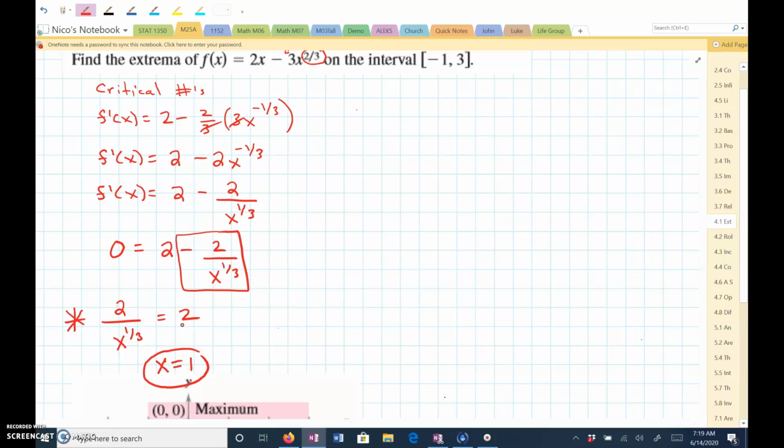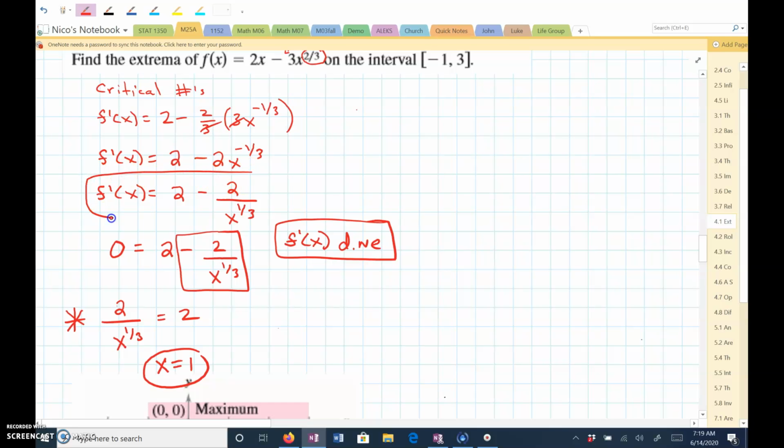Okay, also, let's try to figure out where this derivative does not exist. Okay, we got to find the x values where this wouldn't exist. So looking at this time we do have a variable in the denominator. So think about an x value where it would make this undefined. Well, that would be at x equals 0. So here are my two critical numbers.